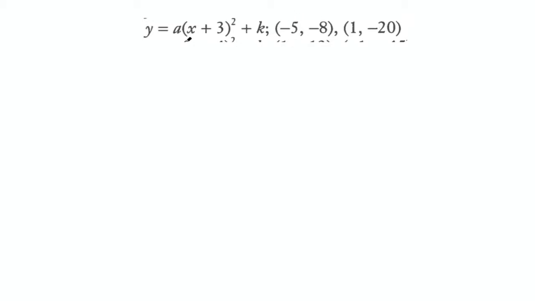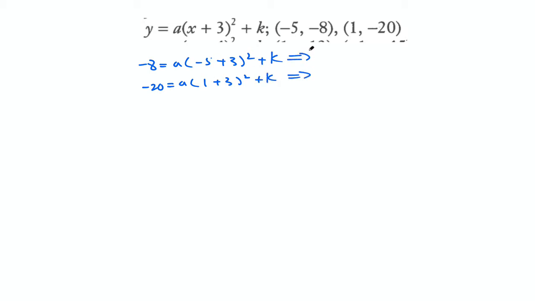These points lie on the parabola, so I can plug in both of these points to find our a and k. Plugging in for our x and y, I get -8 = a(-5 + 3)² + k. And plugging in this point, I get -20 = a(1 + 3)² + k.